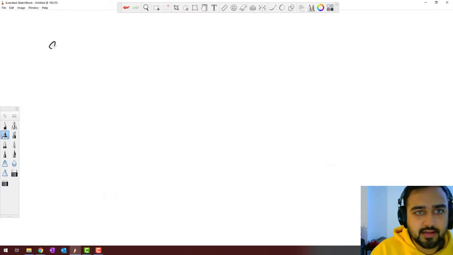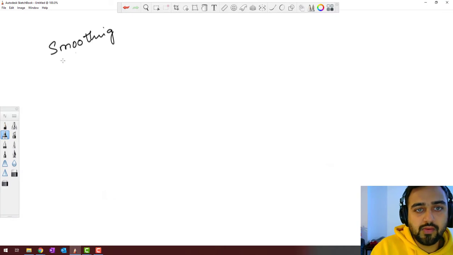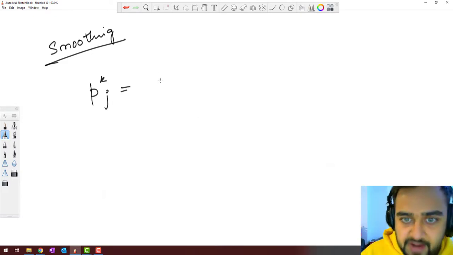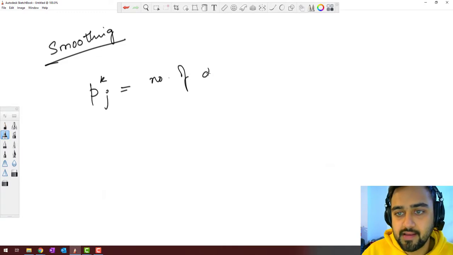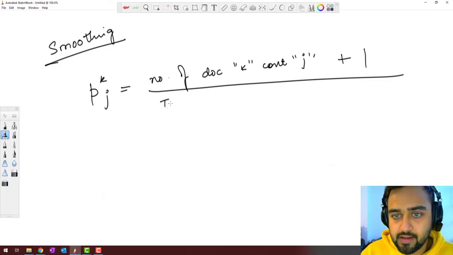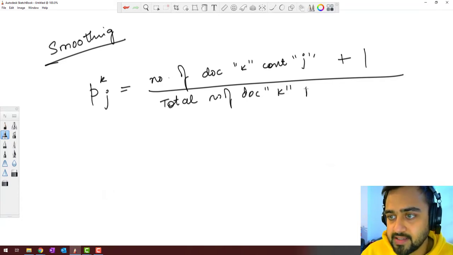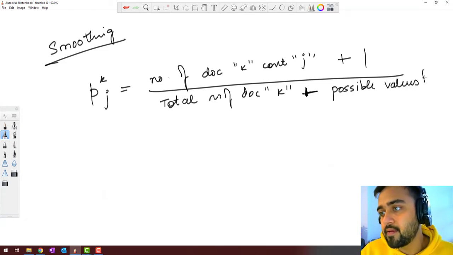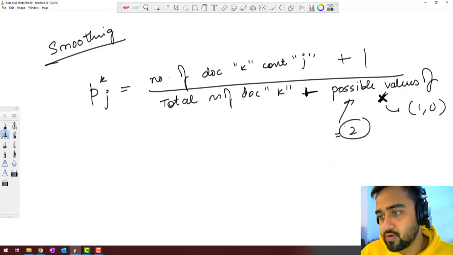So in the smoothing task, we modify the formula for p_kj and tweak it a little bit. This part remains the same: the number of documents of class k containing j. We add 1 to the numerator, and the denominator remains the same, the total number of documents with class k, plus the number of possible values of X, or the features. Right now we are taking binary features, 1 or 0, so the number of possible values of X is equal to 2.